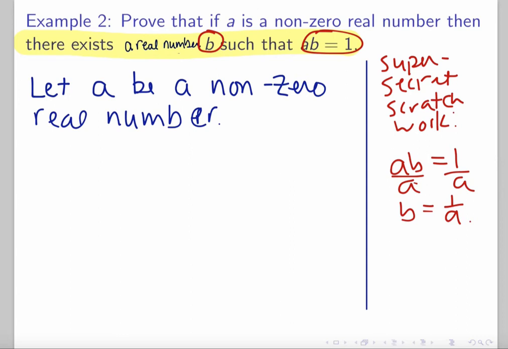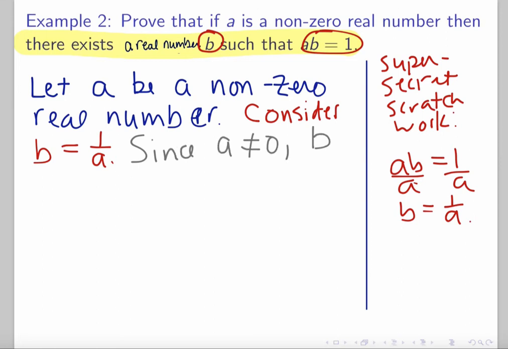So I wrote down what I wanted to prove. If I had known something about a, I would have subbed that in before I solved for b, but a was just a number, so I didn't have to sub that in before I solved for b, and then I just solved for b. And that tells me what b I get to consider. I'm going to consider b equals 1 over a, and then I show that it meets the criteria.